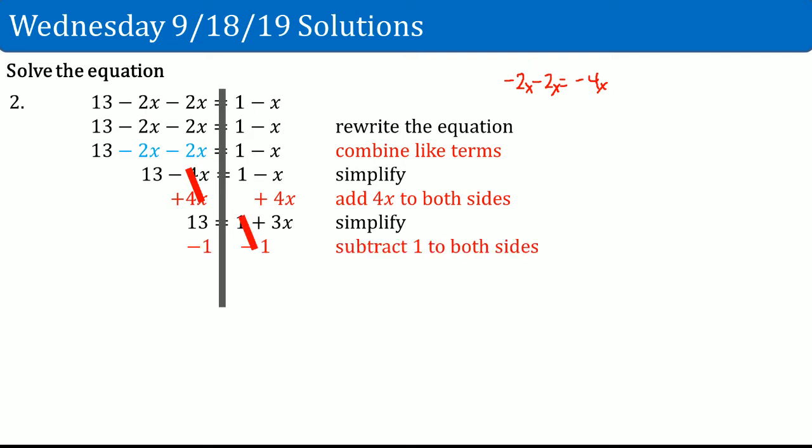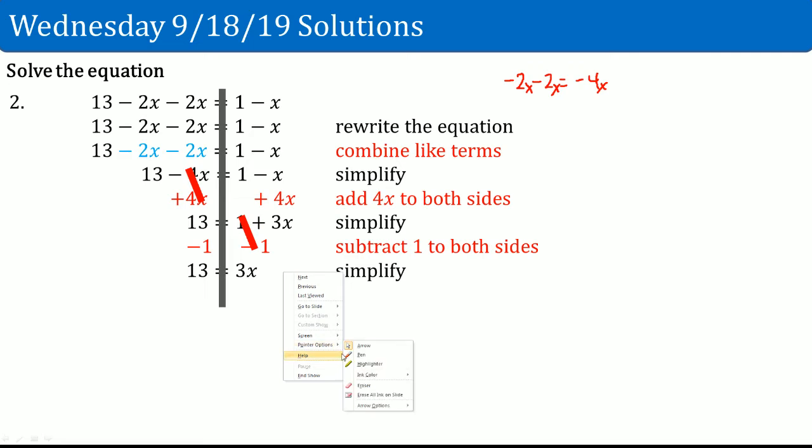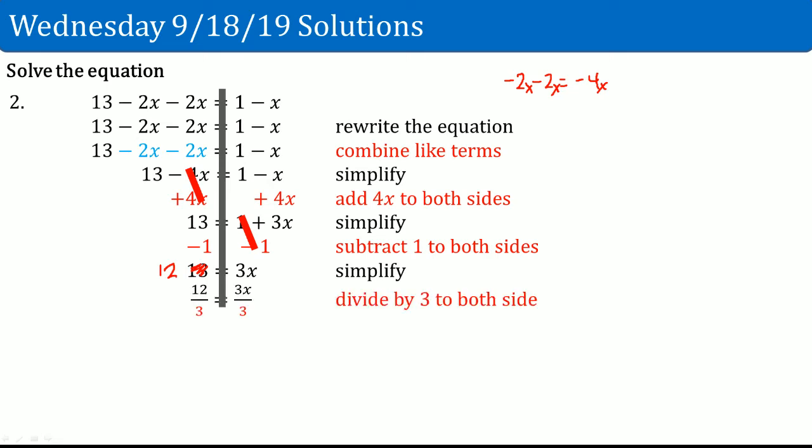Subtract 1 to both sides. That cancels out. 13 minus 1 becomes a... Oh, I made a mistake there. There should be 12. Okay. Then, yep, right there. 12 divided by 3. Divide each side by 3. That cancels out. You get 4 equals 2x. Okay.